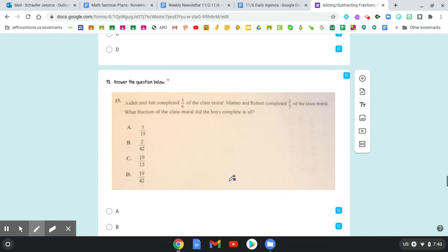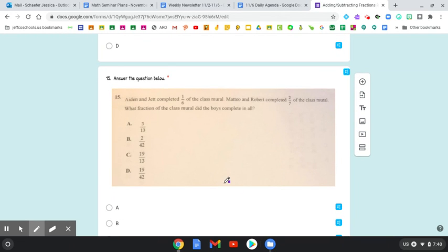Number 15, Aiden and Jet completed 1/6 of the class mural. Mateo and Robert completed 2/7 of the class mural. What fraction of the class mural did the boys complete in all? So in all is my addition. 1/6 plus 2/7.